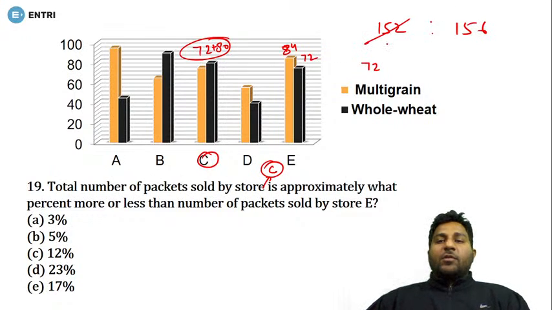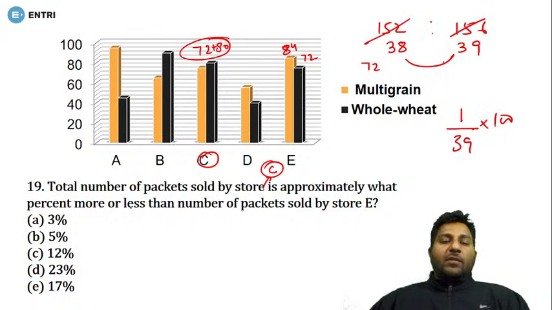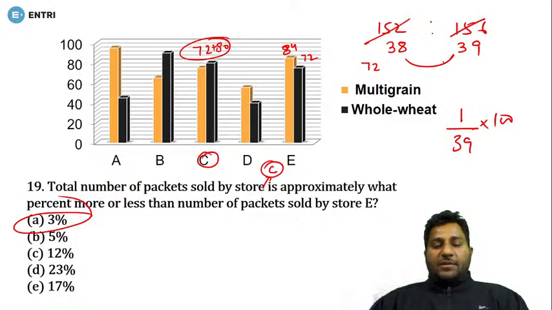Clearly 4 3s are 12, 4 9s are 36. So clearly 1 is less compared to 39, so it will be around 3%. I hope you all are getting the concept. Around 3%, guys. I'll have to look at this time and again so you can get a clear answer.